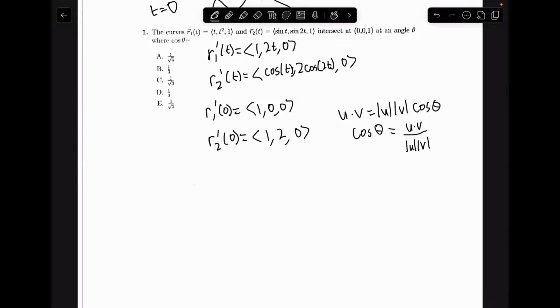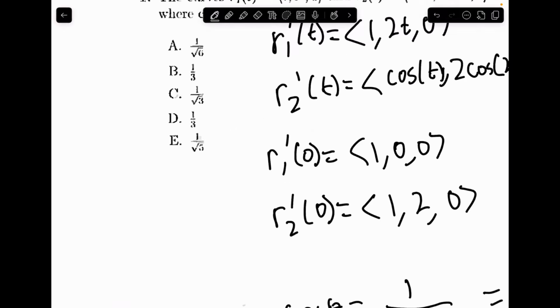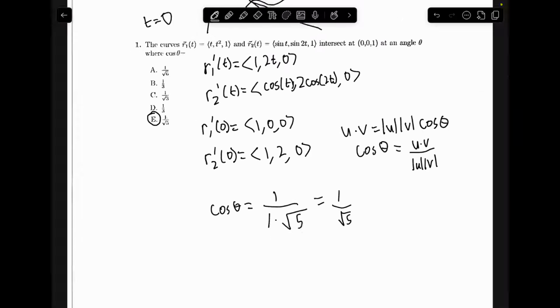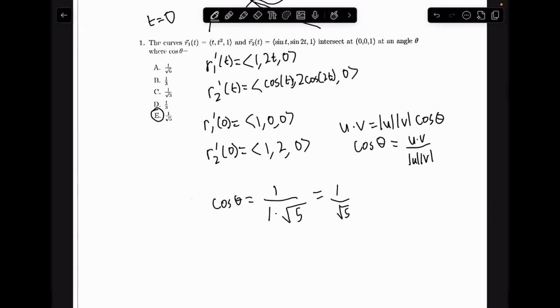We're going to get cosine theta equal to the dot product of these vectors, 1 times 1, or 1, all over the magnitude of r1 prime, which is just 1, times the magnitude of r2 prime, which is the square root of 1 squared plus 2 squared, or square root 5. That is equal to 1 over square root 5. And that is answer E, I'm 99% sure, but maybe it's scanned incorrectly. Doesn't look like it though.